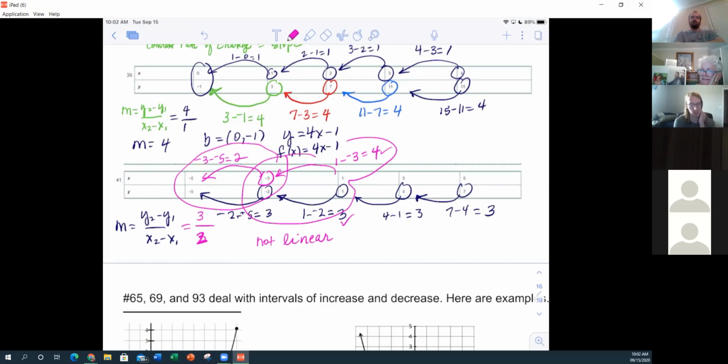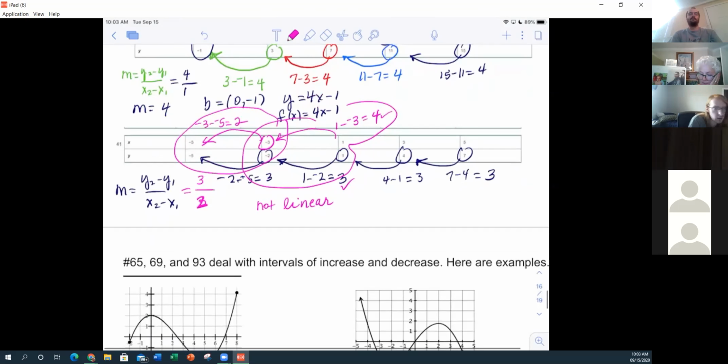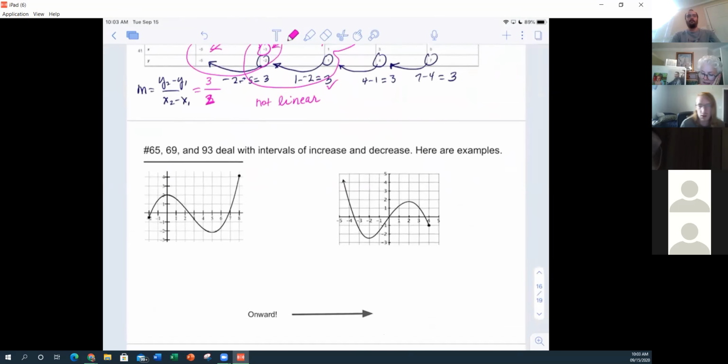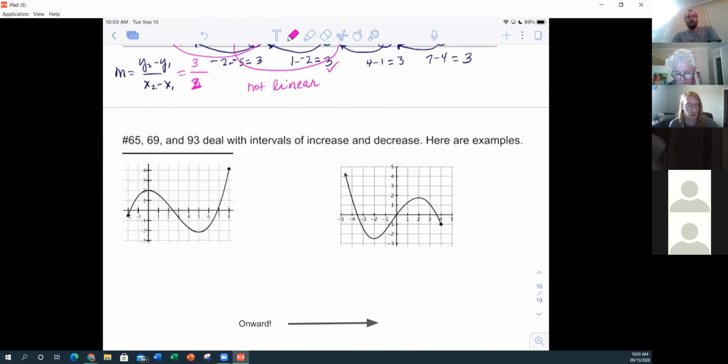You have to have a constant rate of change. Okay, does that make sense? You have to check to make sure that the slope is the same between consecutive points or between any 2 points. All right, so then this is actually the very last concept we're covering. It deals with intervals of increase and decrease. Here's a couple of examples.